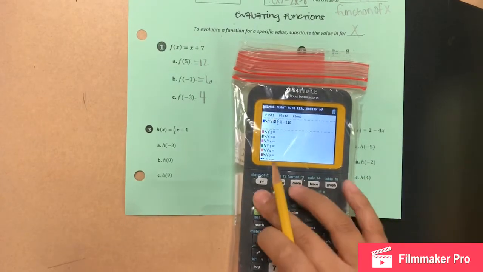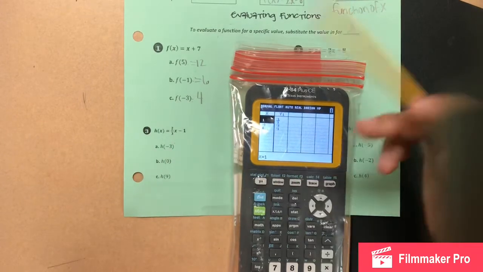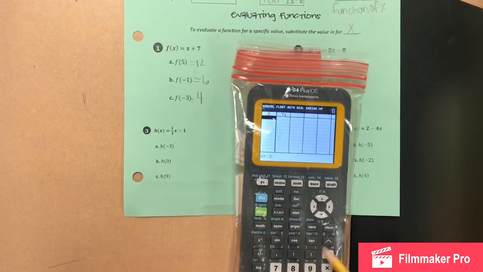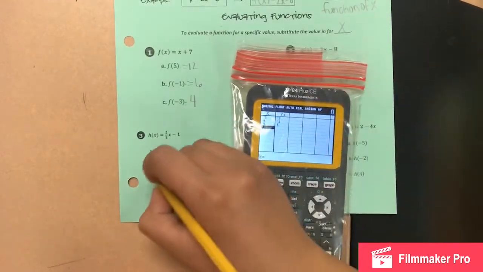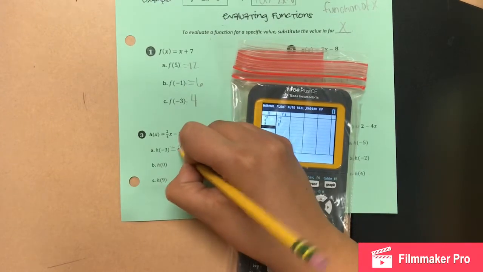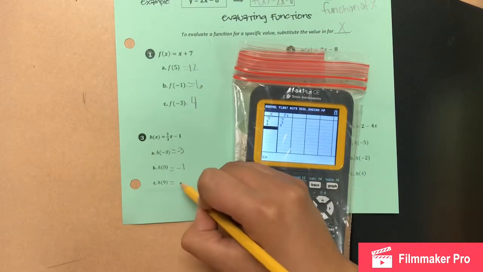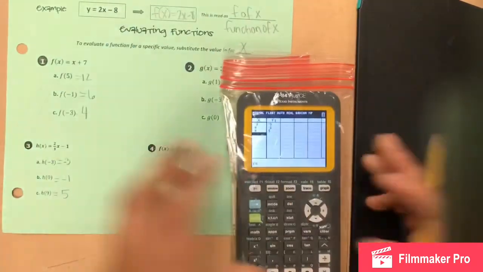And we're going to go to second graph. But our values, we want -3, 0, 9. So delete, delete, delete. We are going to do -3, 0, and 9. And there are my solutions. -3 equals -3. 0 resulted in -1. And 9 resulted in 5. Okay? And we're just going to do this over and over again.